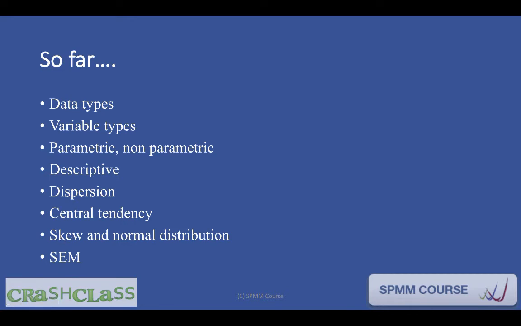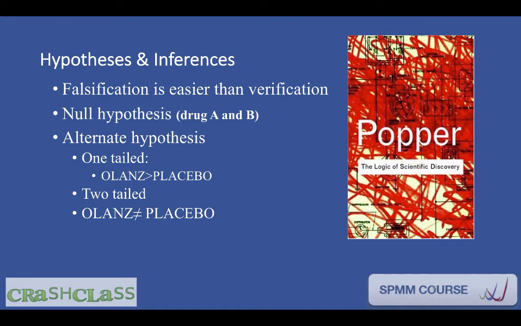So far we have seen different types of data and how we classify variables and what is the nature of parametric and non-parametric statistical tests. We've also seen what is descriptive statistics, and we have looked at measures of central tendency and dispersion. We talked about skew and normal distribution. We also talked about SEM, standard error of the mean. So now we are moving to the next topic, hypothesis and inferences.